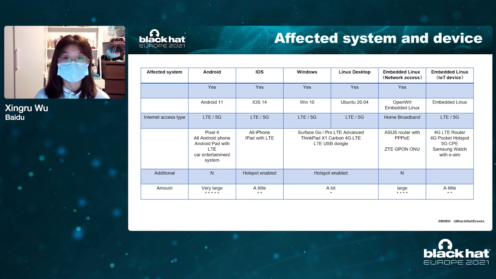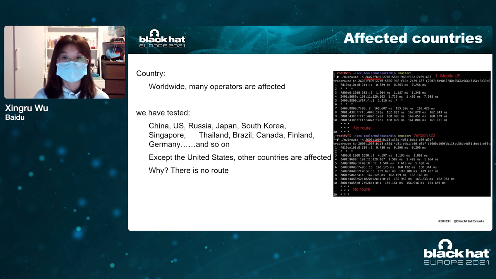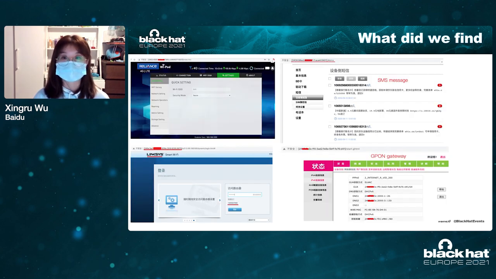This table is an example of the equipment affected and which types of equipment are more affected. In terms of quantity, Android devices and network access devices have the greatest impact. The scope of impact is very wide and many operators are affected. Because we don't have enough valid IPv6 network segments, we only tested these countries. Unfortunately, they all have the problem that IPv6 addresses can be scanned, except for the United States. That's why we note that although we collected real American personal IPv6 addresses, there is no route to these addresses.